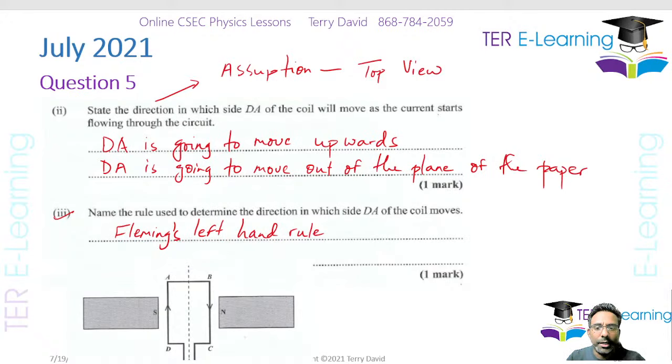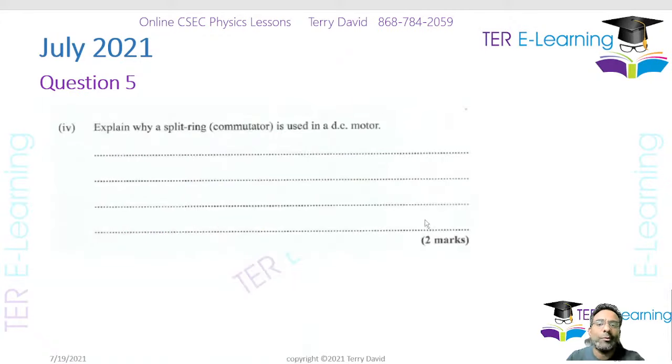So where am I now? So 1 mark, 1 mark, that's it. Explain why a split-ring commutator is used. If you have a DC motor and you didn't have the split-ring commutator, the coil is going to start to move in one direction, and when it reaches horizontal, it's going to flip back. So when you don't have the split-ring commutator, the coil is just going to move back and forth. It's not going to make a complete revolution.